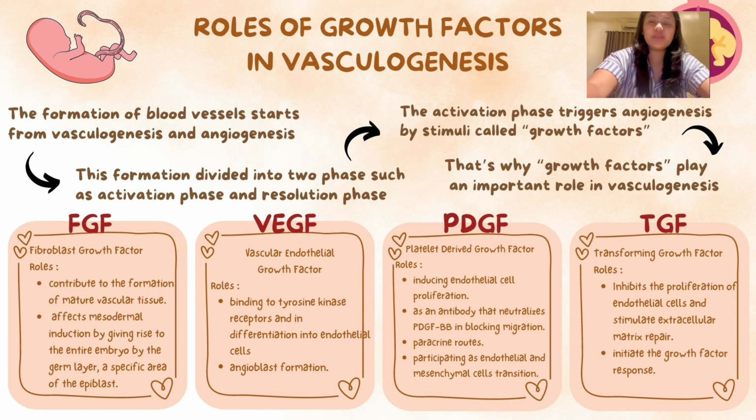The next one is PDGF, or platelet-derived growth factor. PDGF has a role in inducing endothelial cell proliferation. It is also an antibody that neutralizes PDGF-BB and blocks migration, and also acts as a paracrine route, and it also participates in the endothelial and mesenchymal cell transition.